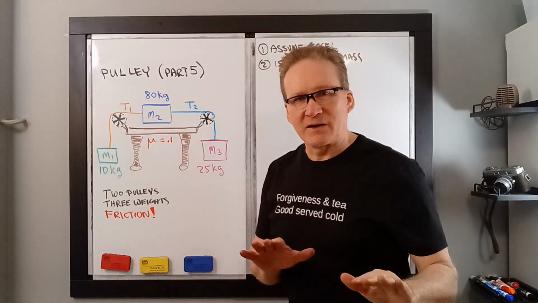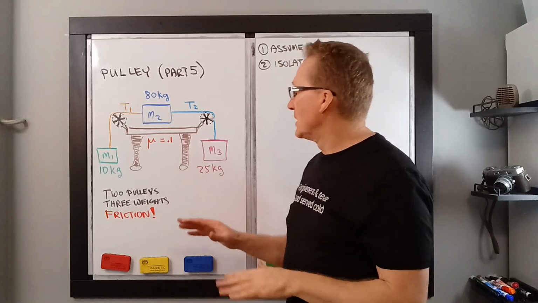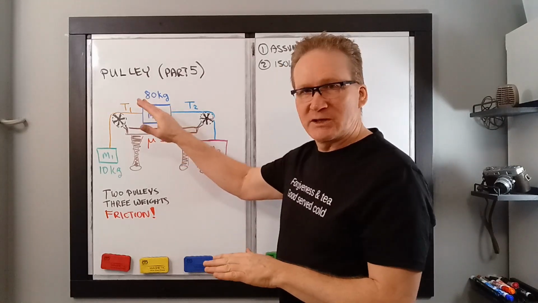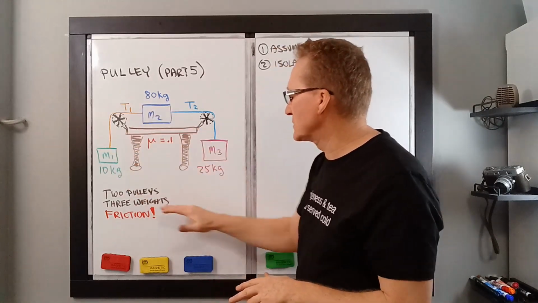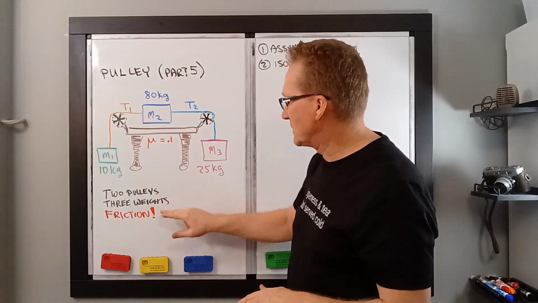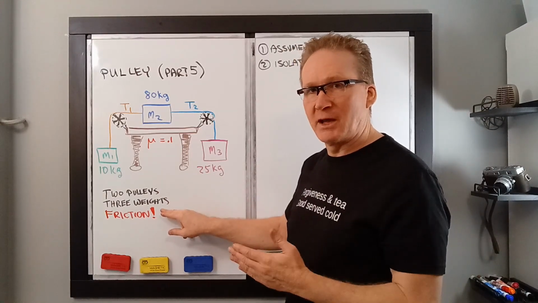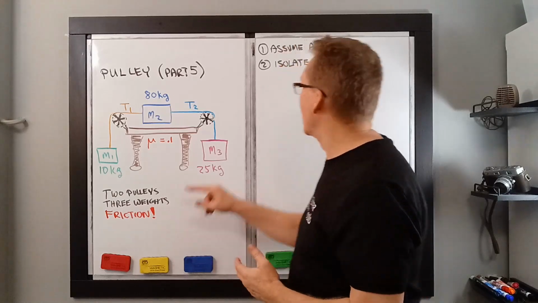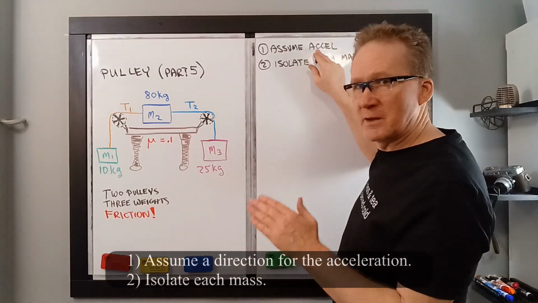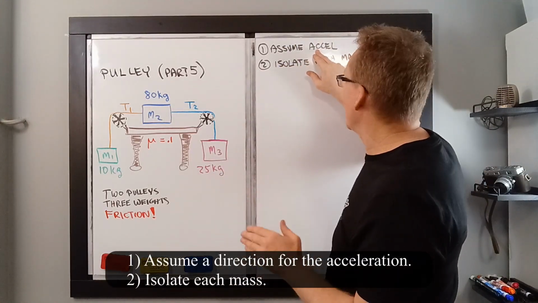We're not worried about static friction or kinetic friction. We're not worried about significant figures as much in this problem. We're just worried about how do you solve something with two pulleys, three weights, and friction. We're going to do that in much the same way as we have done the other problems, and that is by starting off with this extremely important step of assuming an acceleration.